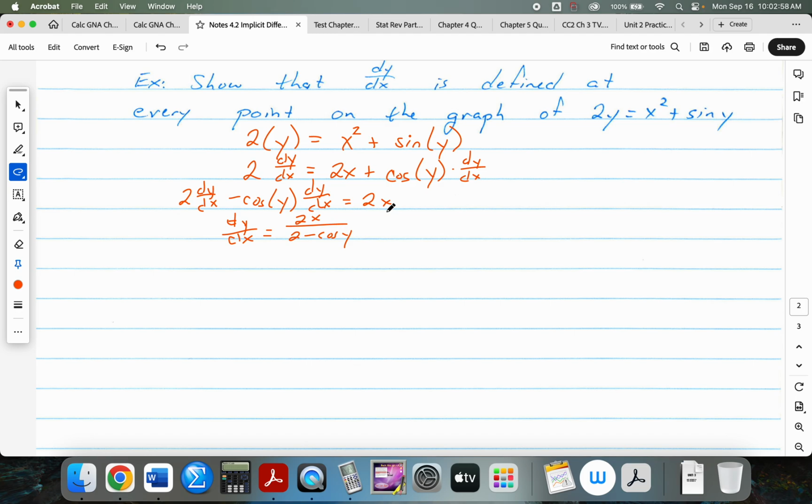Could you explain how you got rid of dy/dx? I didn't get rid of it. It's right here. So what I did, I know that's not exactly what you were asking, but it is what you said. What I did is I factored out a dy/dx, and then divided both sides by 2 minus cosine y.